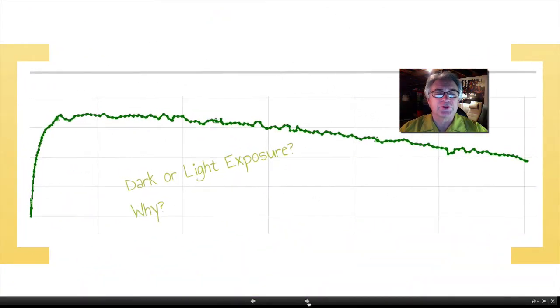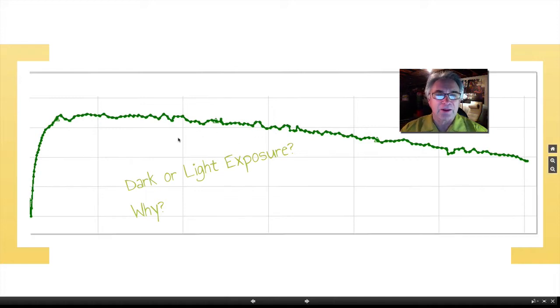So let's look at the first one. Is this exposed to light or is it exposed to dark? And why would you say so? Well, most of you got this one pretty accurate. You pretty much said that when exposed to light, CO2 levels would actually drop because the CO2 is used up in the photosynthetic equation.